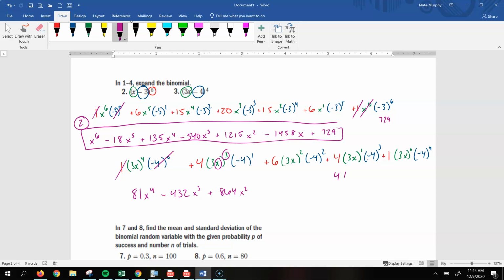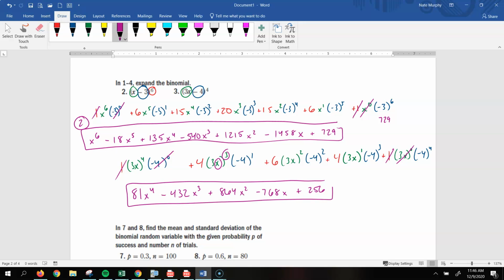The next one, we would have 4 times 3 to the 1st, which is just 3, times negative 4 cubed. Negative 4 cubed would be a negative 64. And now when you multiply 4 times 3, which is 12, times negative 64, that's going to be negative 768. And then we'd have x to the 1st, or just x. Lastly, 1 is just 1. 3x to the 0 power, that's 1. It's not 1x, it's just 1. And negative 4 to the 4th power is a positive 256. So that would be your answer for number 3.